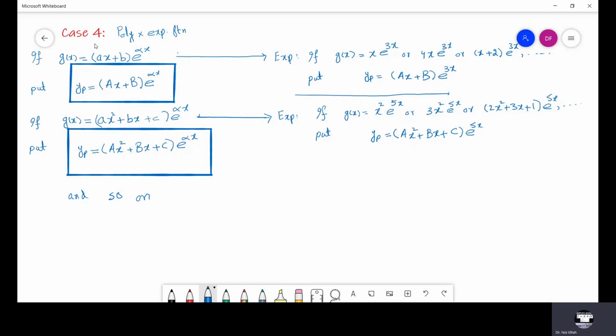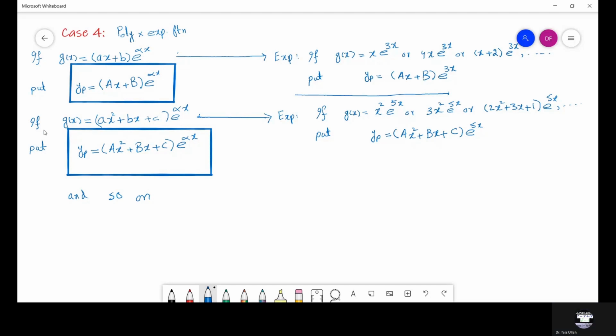Case number 4. If we have the product of polynomial and exponential function, let us say g of x is equal to first order polynomial into e power alpha x. Alpha is some constant. We shall put yp is equal to ax plus b e power alpha x. So let us see this example. If g of x is equal to x e power 3x, we shall put yp is equal to ax plus b into e power 3x. Or if we have 4x e power 3x or x plus 2 e power 3x, we shall use the same substitution.